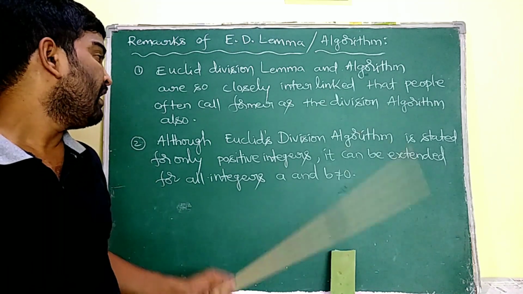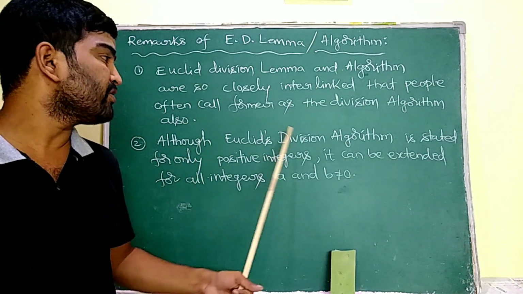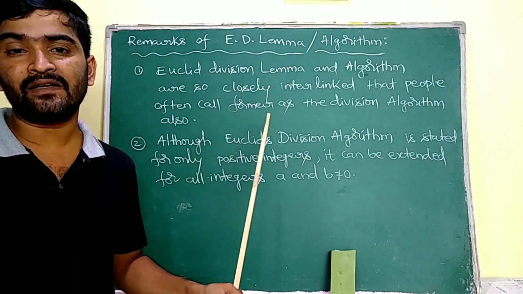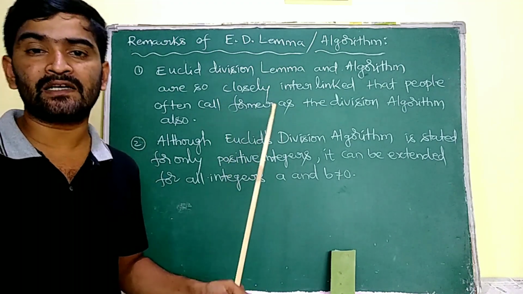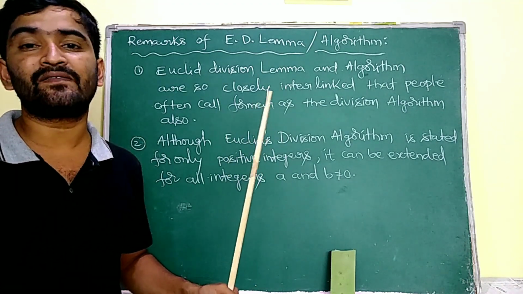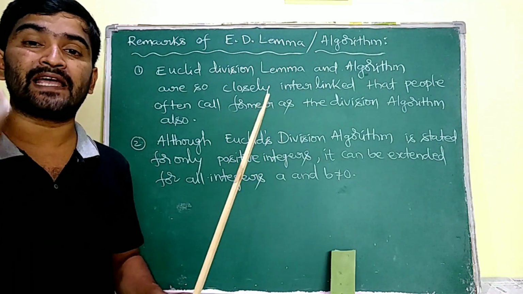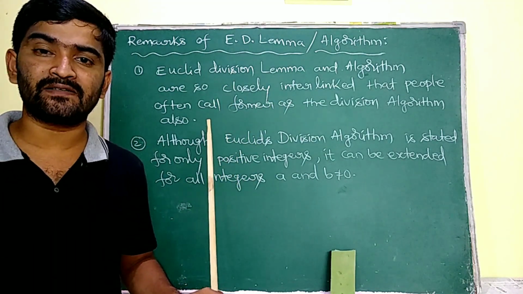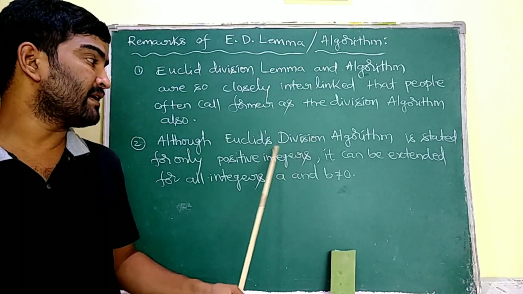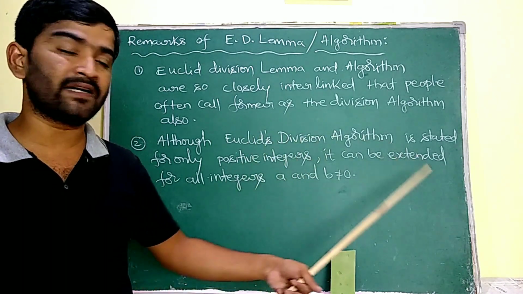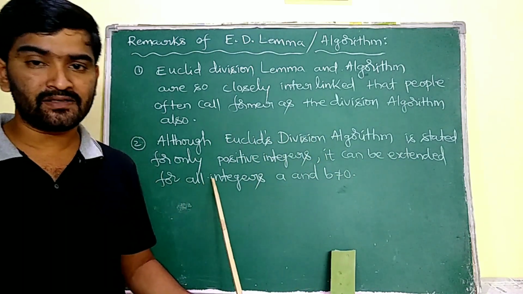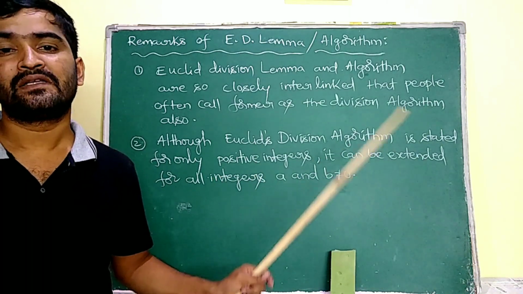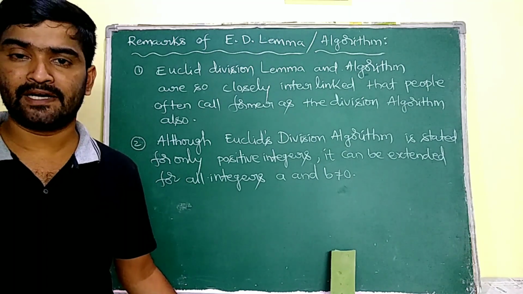The second point is, although Euclid's division algorithm is stated for positive integers, while defining the Euclid division lemma or division algorithm we state that for the given positive integers a and b, that means these are defined for positive integers, but these can be extended to all integers a and b not equal to 0. These are the two remarks we have to remember.